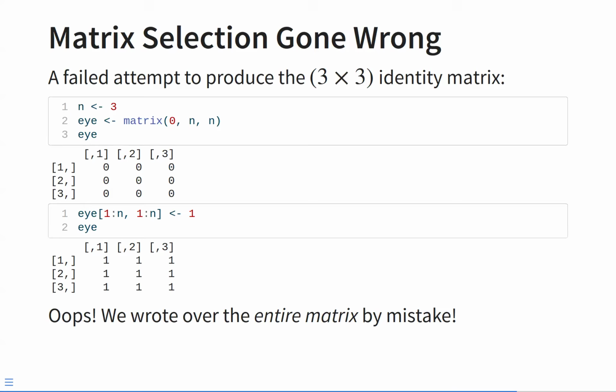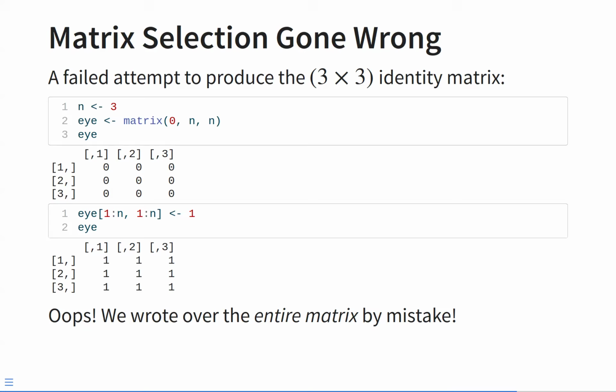Here's some code that doesn't do what was intended. This is a failed attempt to produce the 3 by 3 identity matrix. So in line 1, I'm going to assign the value 3 to the variable n. In line 2, I'm going to create a matrix that I'll call I, and this is just a matrix of zeros. Just below that, I'm going to attempt to set some values in I to 1.